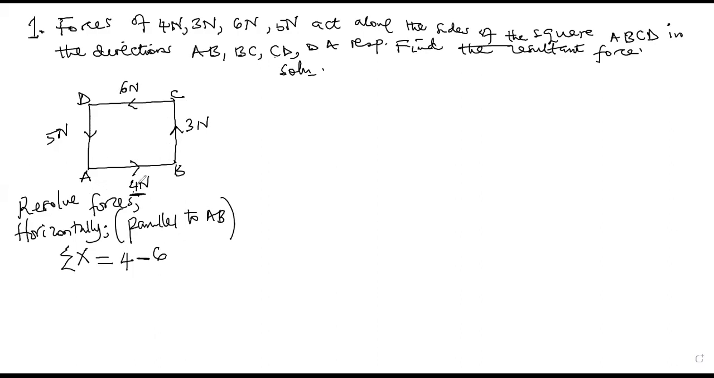So it is the same as 4 cos 0, but I wouldn't write the cos 0 because cos 0 is 1. So it is 4 cos 0, which is 4, minus, because I'm going to the negative, minus 6 cos 0, which is 6. So this one gives me negative 2.